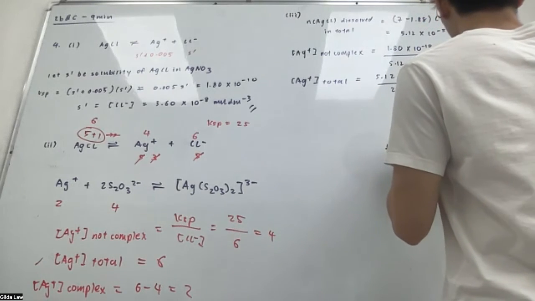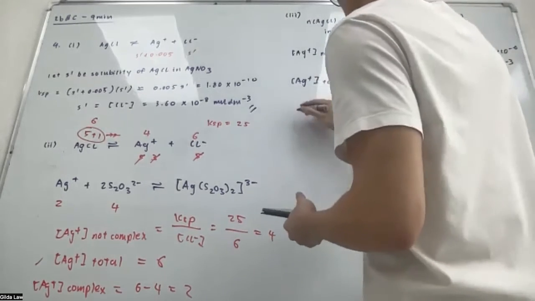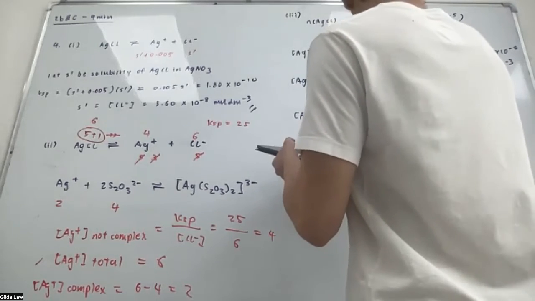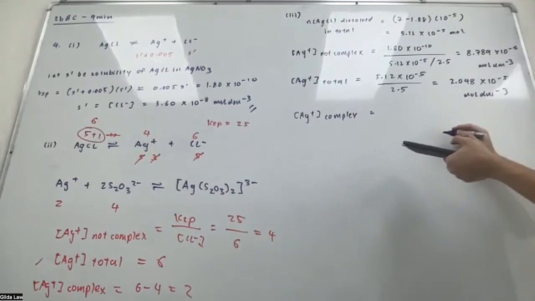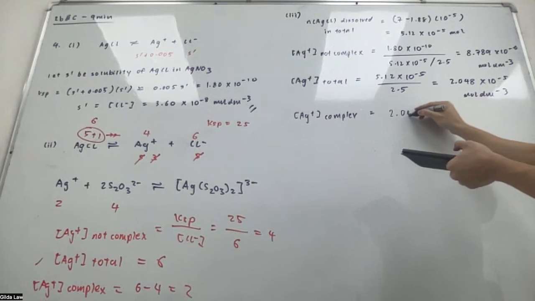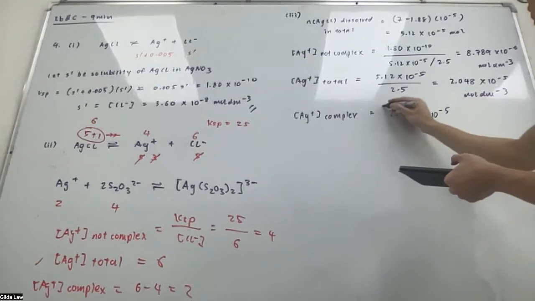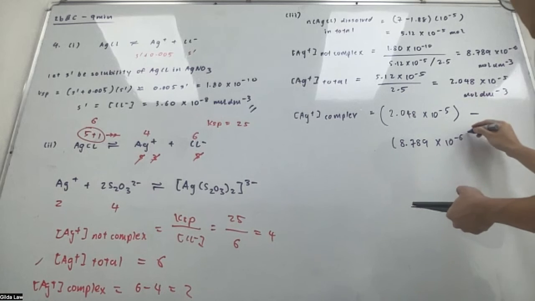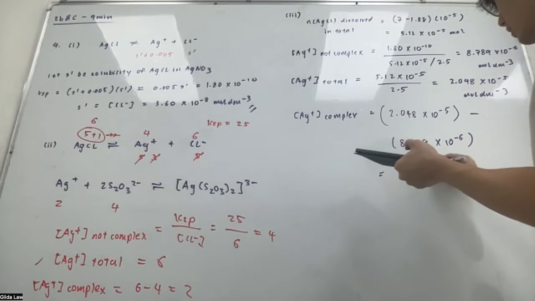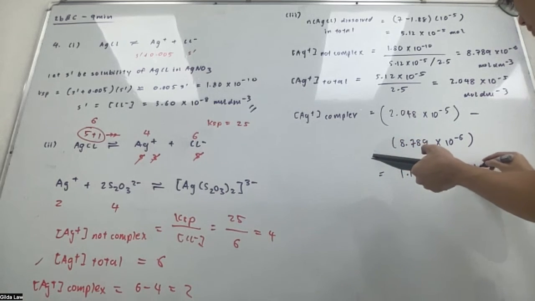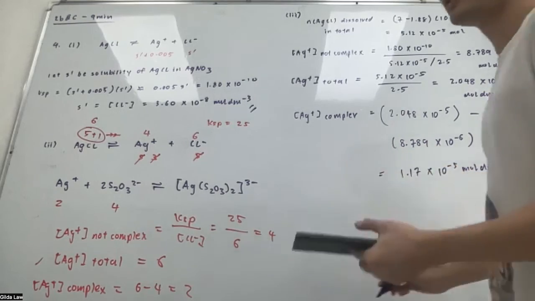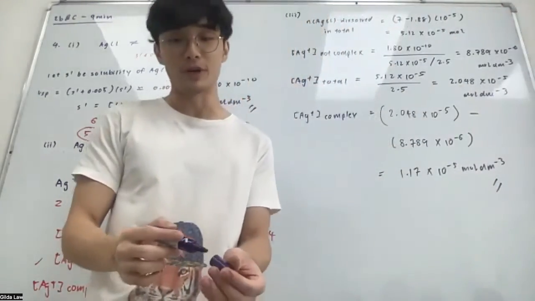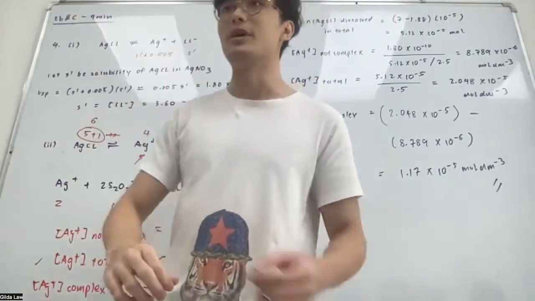Now what's my final step? Total and not complex, I can find out whatever is used in the complex. Take total minus not complex. Can you get yourself your answer? Yes, because the volume is the same throughout. I can subtract concentrations because the volume never changed. It's 2.5 throughout because you added solid at the start. So the volume never changed.